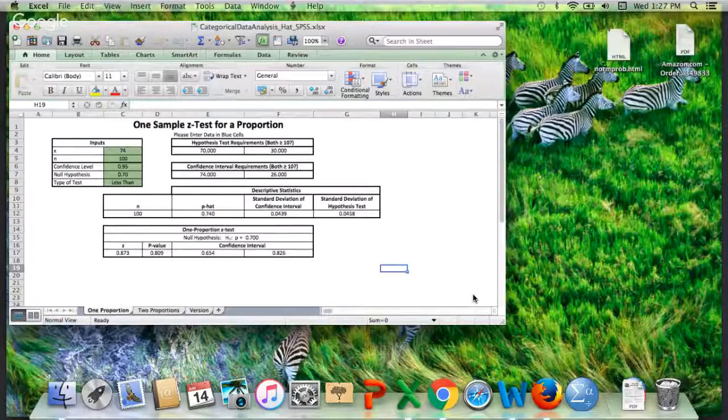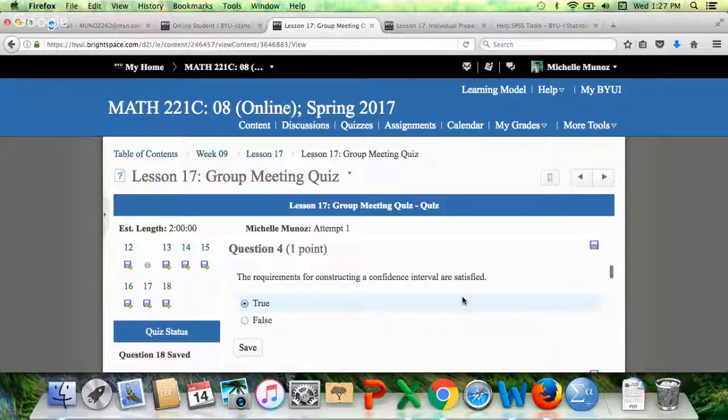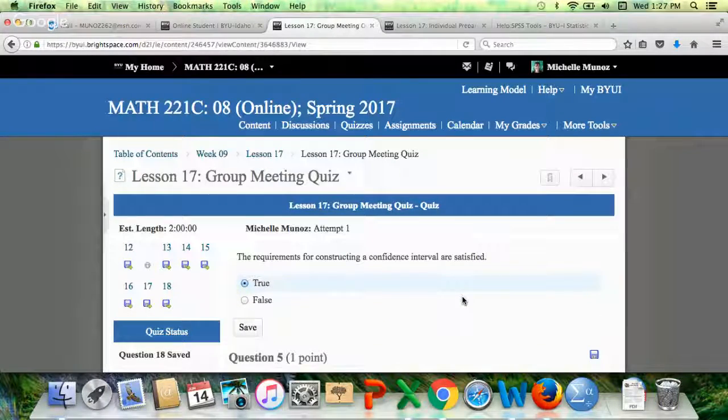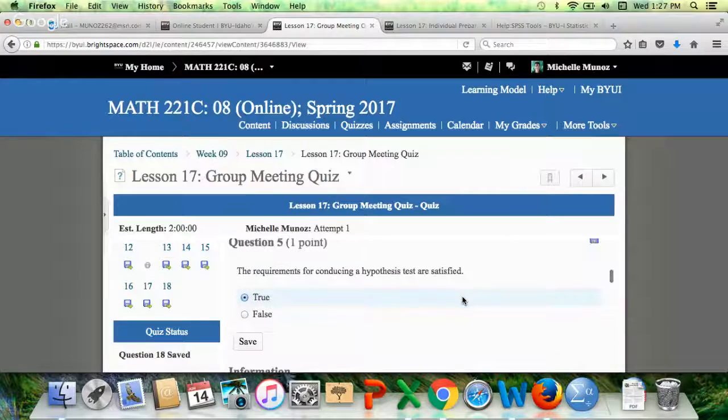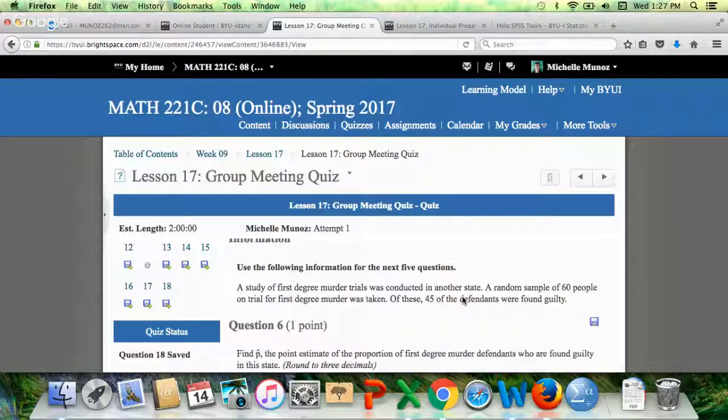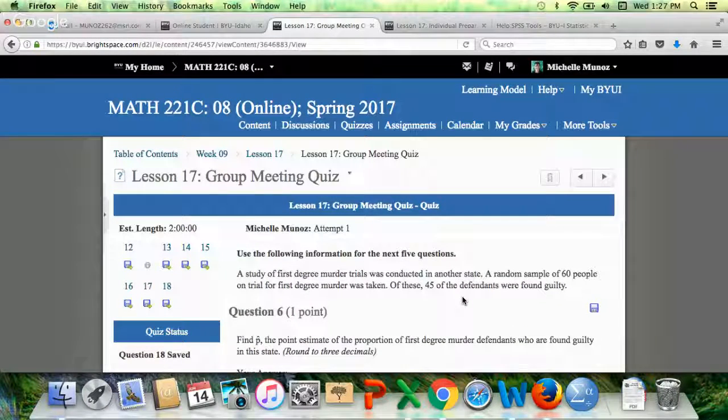But P is not a probability, or is it? I don't think so. Yeah, I don't think so either. Okay, so what we're going to do is start here at question number 6.